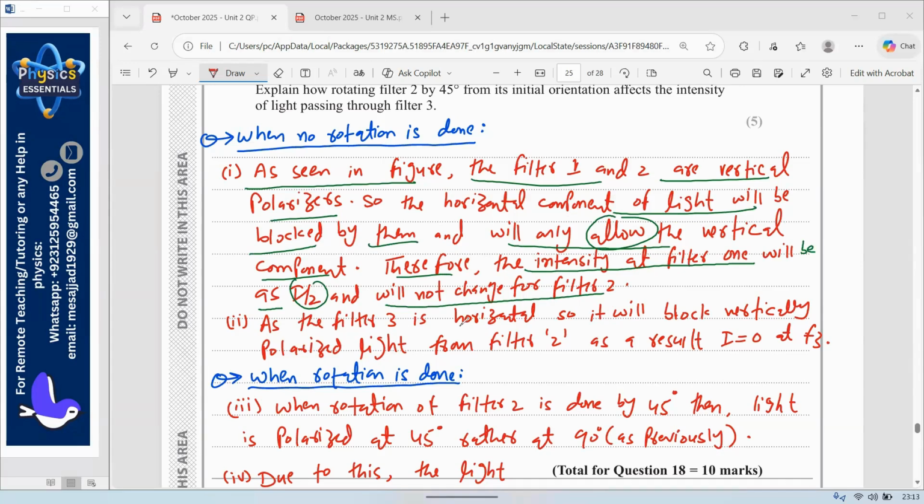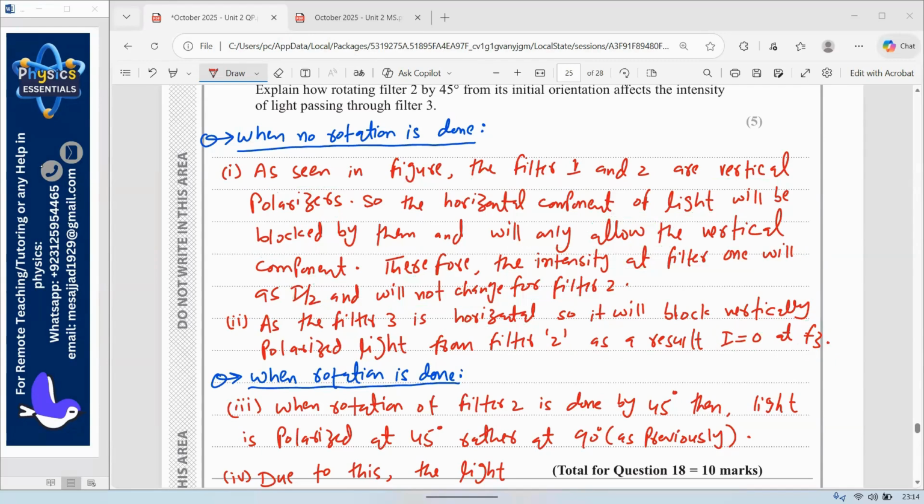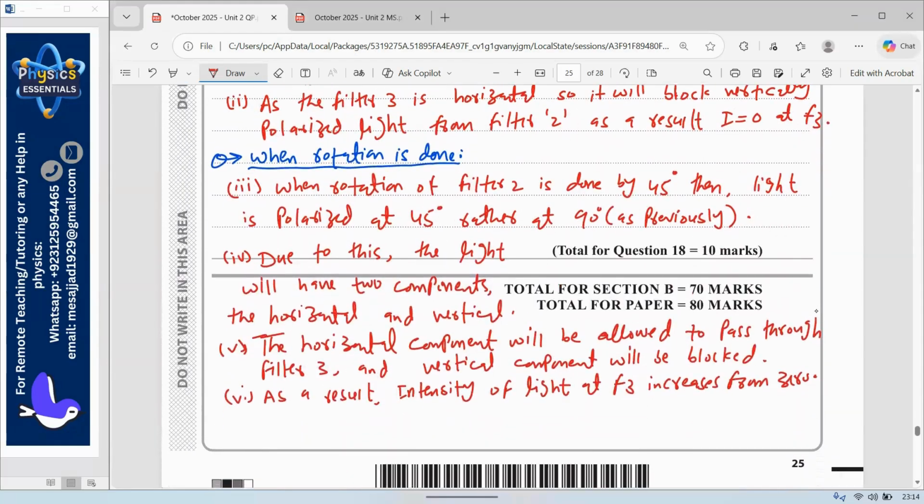As filter 3 is horizontal, it will block the vertically polarized light from filter 2, and as a result the intensity will be 0 at filter 3. Okay, so that happens before the rotation. Now after the rotation, what will happen? You can see that when filter 2 is rotated by 45 degrees, the light is polarized at 45 degrees, and previously it was polarized vertically, that means 90 degrees, right? So previously it was 90, now it is at 45.